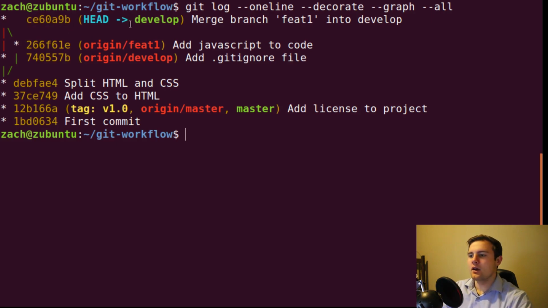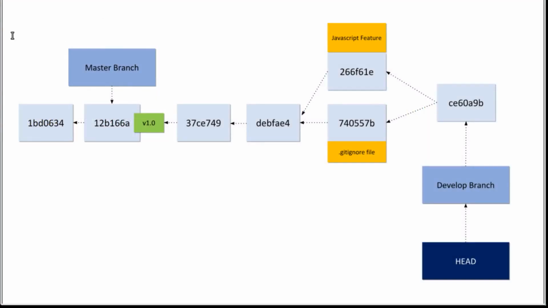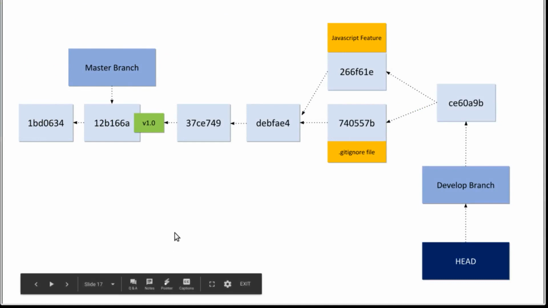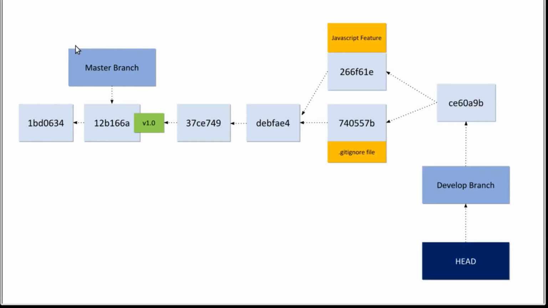CE60A9B. Let's hop into the PowerPoint again and just visualize this a little bit easier. So once again, master branch is still way back there. Eventually we're going to merge develop into master and they'll be the same, but for now that's sitting way back in time and it's only got a couple files.